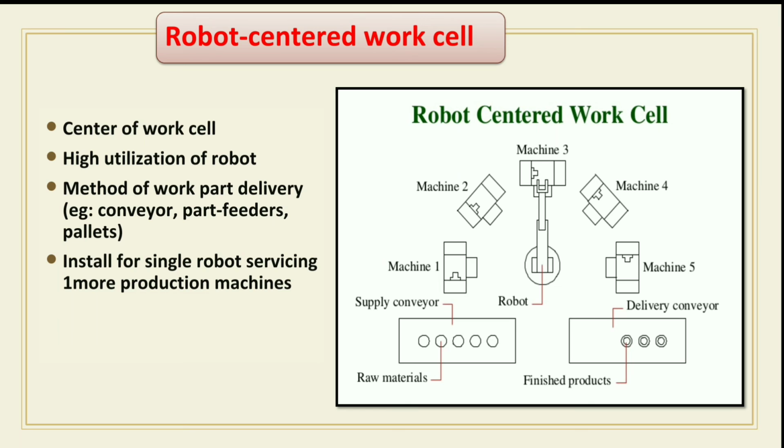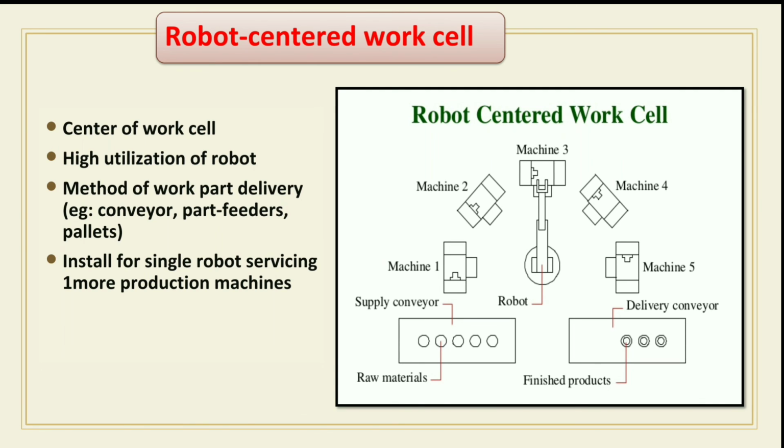This is an application of a robot-centered cell in which the robot performs the process of arc welding. In this case the robot accomplishes the production operation itself rather than servicing production machines. So it is either servicing a single production machine or performing a single production operation.